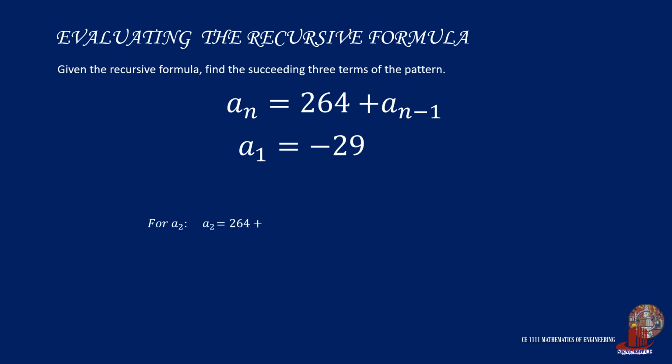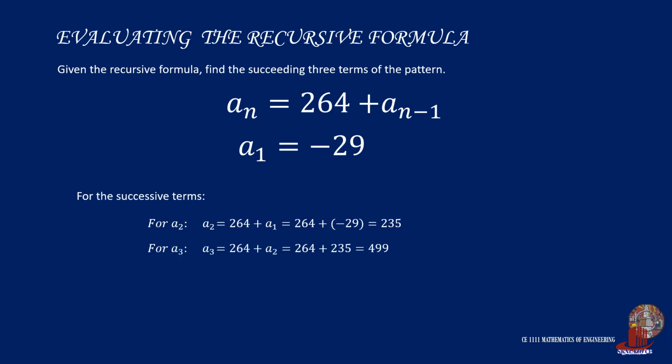So start with a sub 2, which is 264 plus a sub 1, that is 264 plus negative 29, and it is 235. A sub 3 is 264 plus a sub 2. That is 264 plus 235, which is 499. Then lastly, a sub 4 is 264 plus a sub 3, which is 264 plus 499, resulting to 763.